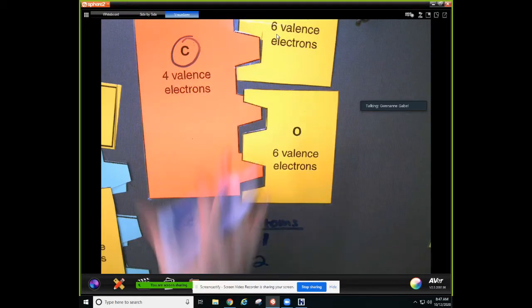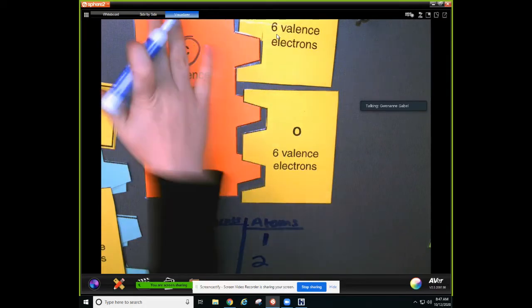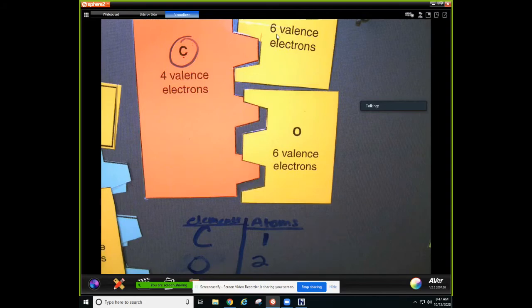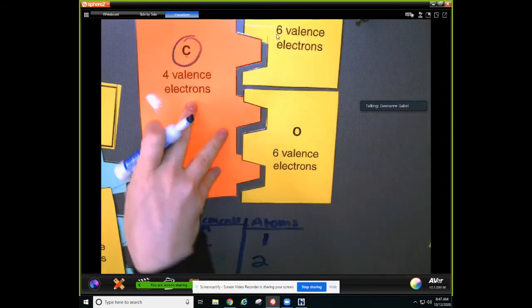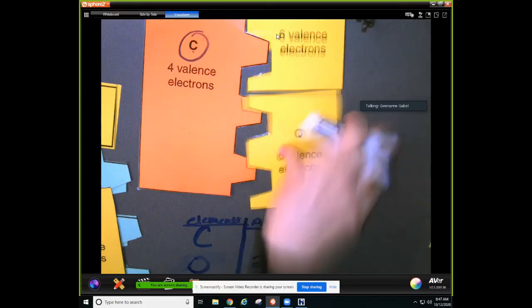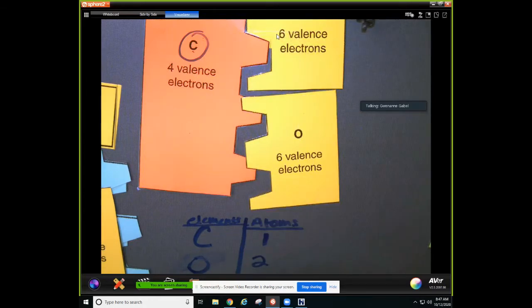Okay? So even though I only have 2 elements, carbon and oxygen, there's 2 letters, C and O. I have 1 piece of carbon, 1 puzzle piece, and 2 pieces of oxygen. So I have 2 total elements, and I have 3 total atoms. Okay?